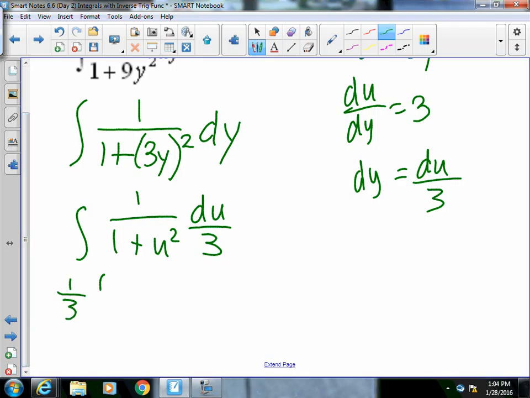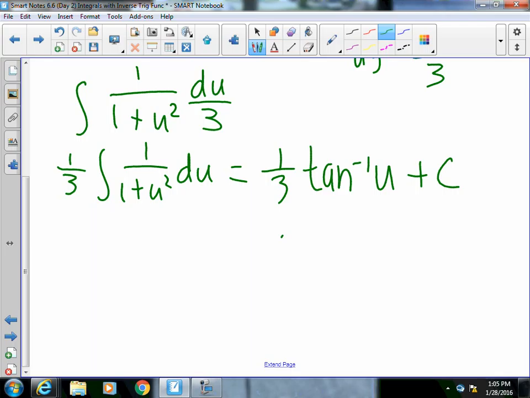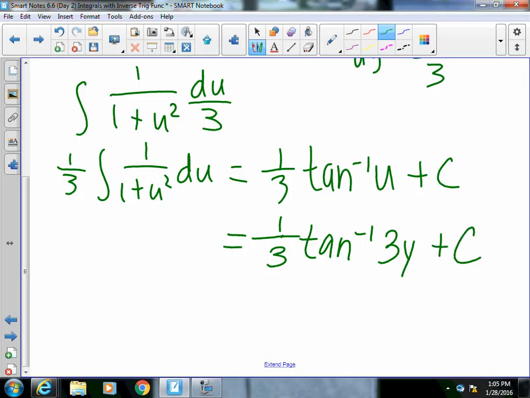Pull our 1/3 out front. And we find that we have 1/3 inverse tangent of u, only we're not dealing with a u, and always plus c when we're indefinite. We actually need 1/3 inverse tangent of 3y plus c.